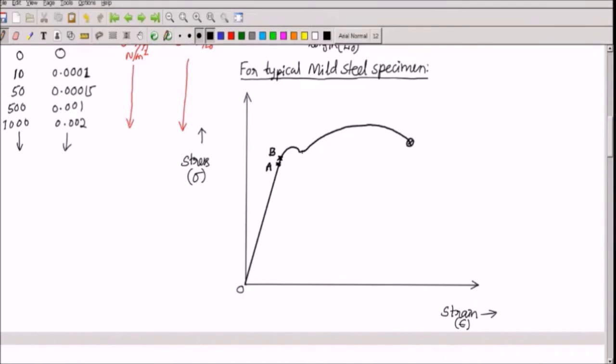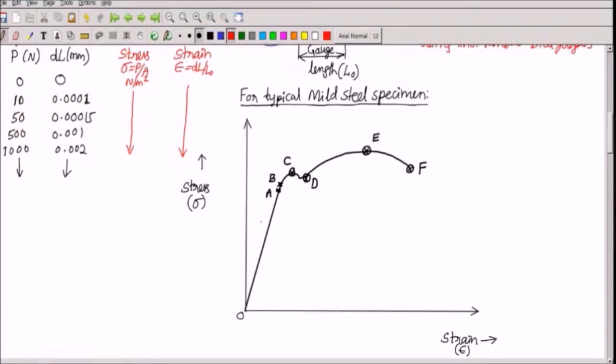This is the breaking point, and this point here is called upper yield point C, and a point here called lower yield point D, and this ultimate point, maximum stress, is called ultimate stress point. The last point where the specimen breaks is called fracture point, which is denoted by the letter F.